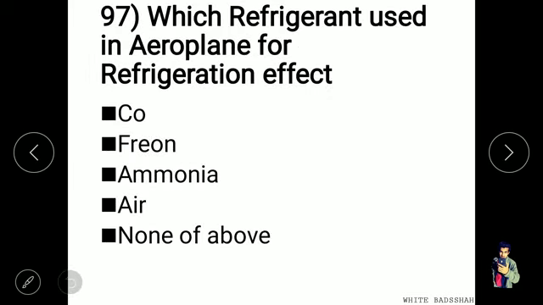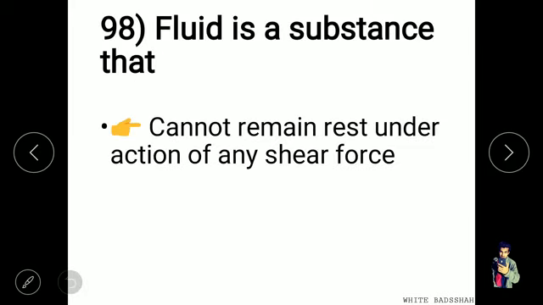Which refrigerant is used in aeroplanes for the refrigeration effect? Air. Air is used in aeroplanes as a refrigerant for the refrigeration effect.